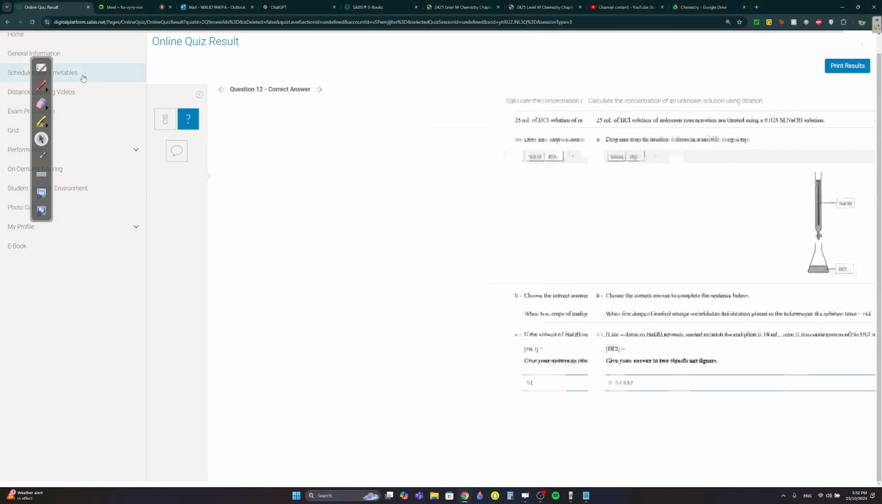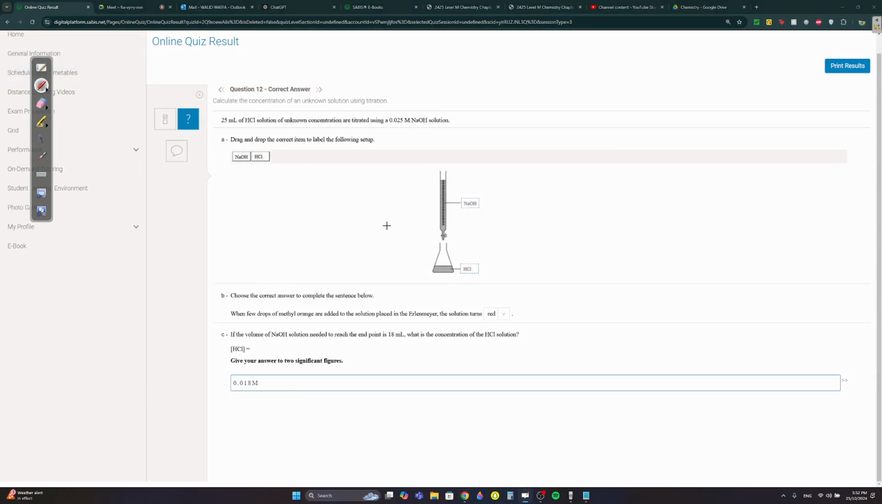Okay, question 12. This is what came in the written part in the 2022-2023 academic year for the same periodic. Okay, 25 milliliters of HCl solution of unknown concentration is titrated using a 0.025 molar NaOH solution. So they put it here. Drag and drop, obviously.